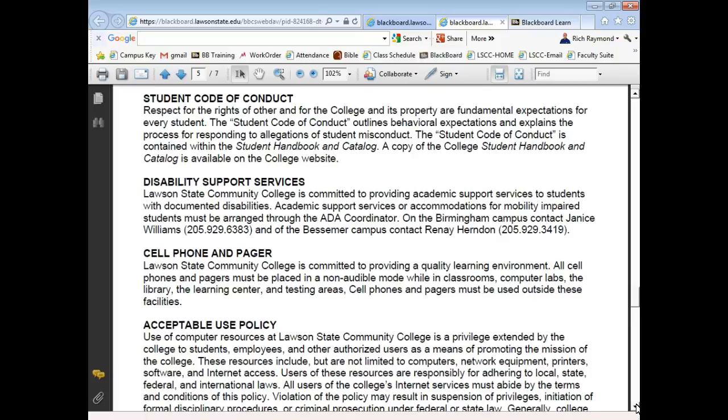But so what you do is you need to contact, if you're on this campus, Dr. Renee Herndon. She's over the ADA compliance on this campus. On the Birmingham campus is Miss Janice Wilson. There's her numbers. Make an appointment with her. Take your paperwork in there, and then they'll give you a document that you bring to me and hand it to me, and then if we can, we'll make those accommodations for you. If we can't, some things we can't.